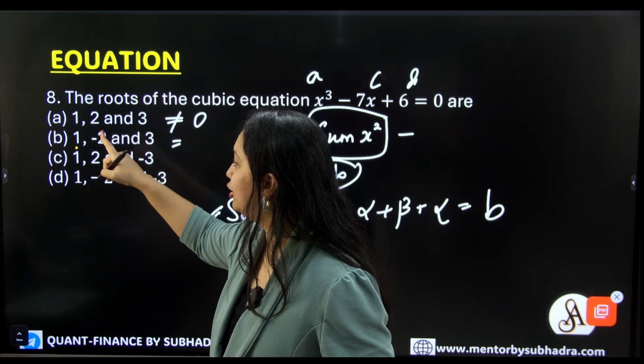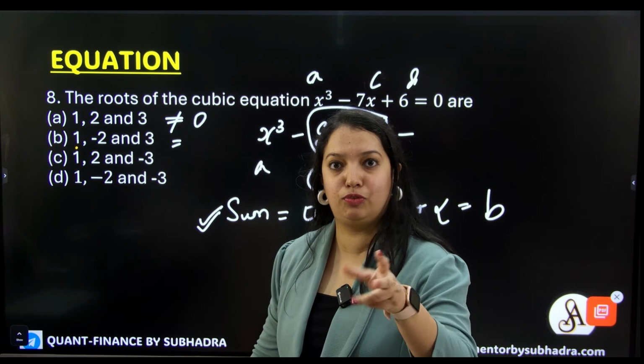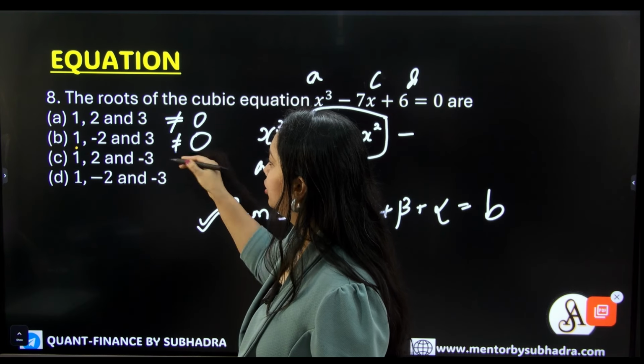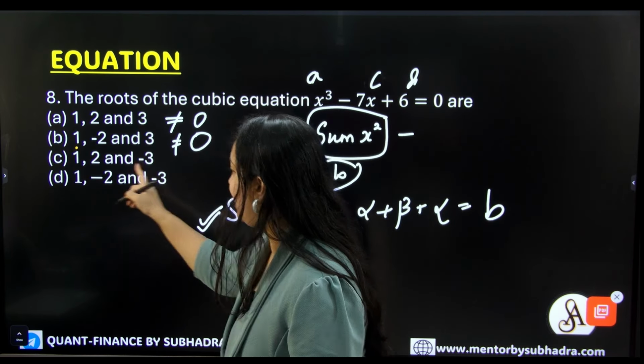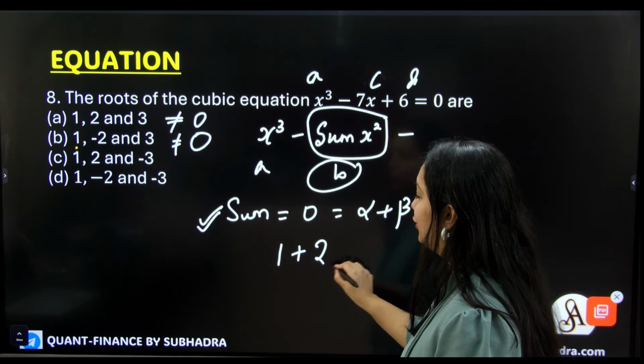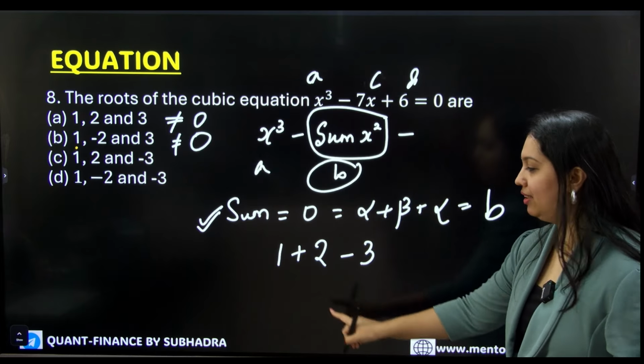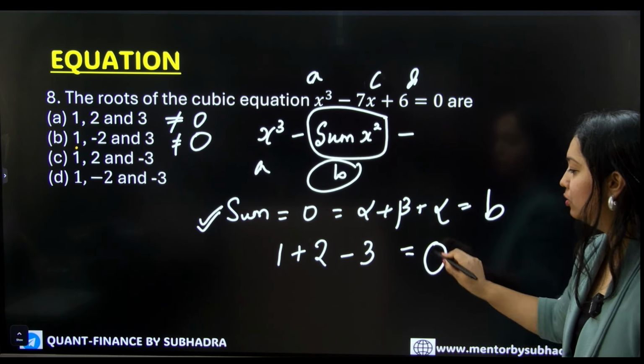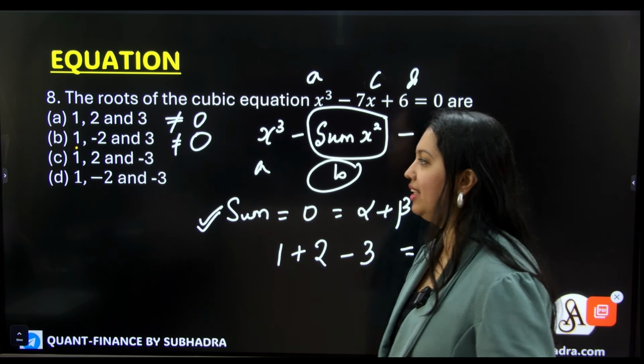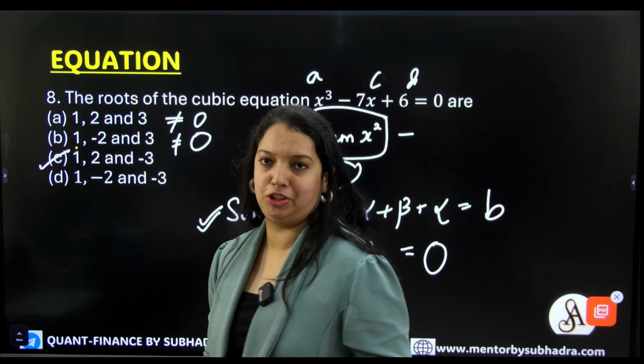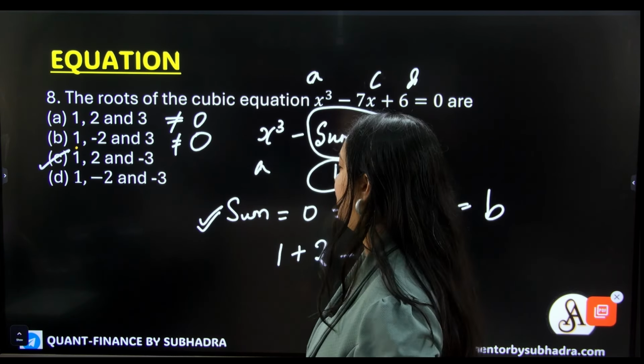1 minus 2 plus 3, I'm getting 4 minus 2, value 2, which is not equal to 0. Next, add up these three. 1 plus 2 minus 3, I'm getting 3 minus 3, value 0. Whichever option I'm getting as 0 as the sum, that option is correct. This is the shortcut for this question.